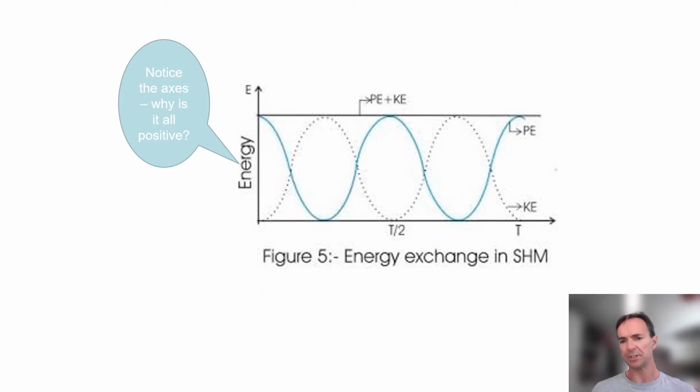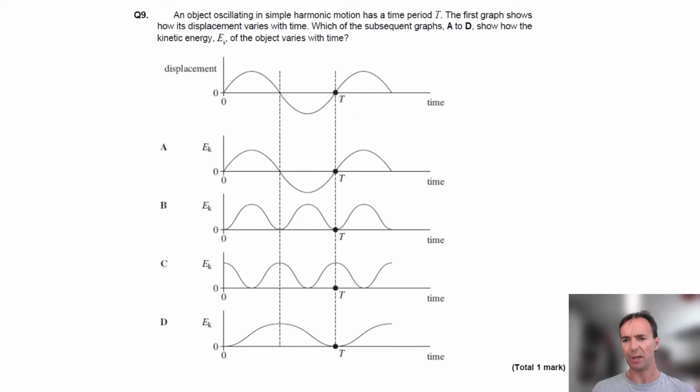There's a really good exam question which demonstrates this: an object oscillating in simple harmonic motion has a time period T. The first graph shows how its displacement varies with time. Which of the subsequent graphs, A to D, shows how the kinetic energy, Ek, of the object varies with time? So this is your displacement graph, and you can see it's got this period here, and this is at time T in particular. But maximum displacement, zero displacement, maximum negative displacement, zero displacement.